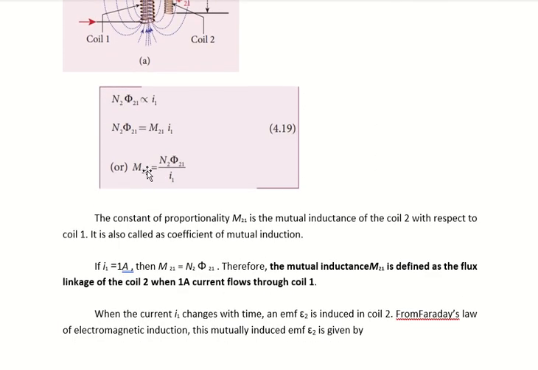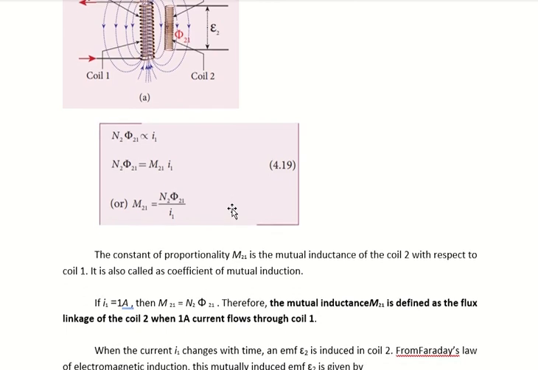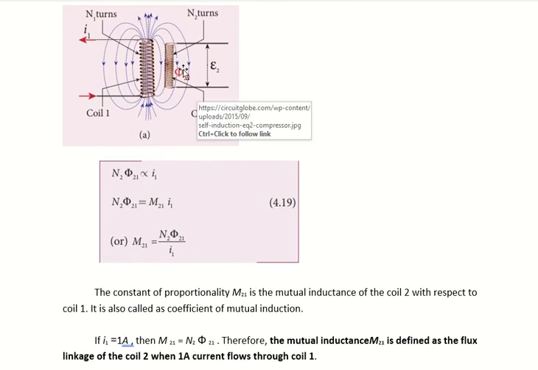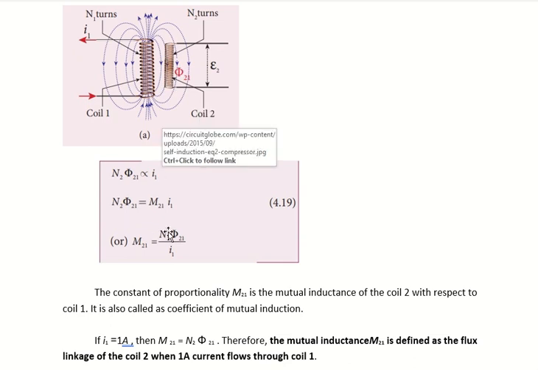Okay. M21 equal to N2 φ21 by I1. This is mutual inductance M21. φ21 is the flux linking with the second coil due to current in the first coil. And in which coil is flux linking? In the second coil, that is why N2. And which current is responsible? Current in the first coil is responsible, so I1. So M21 is N2 φ21 by I1.